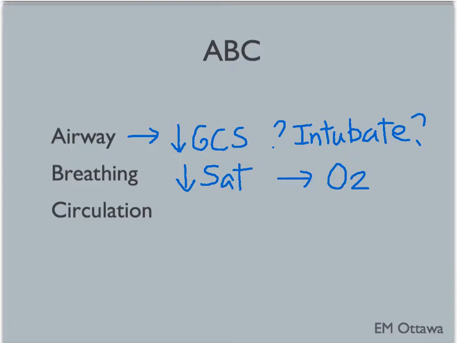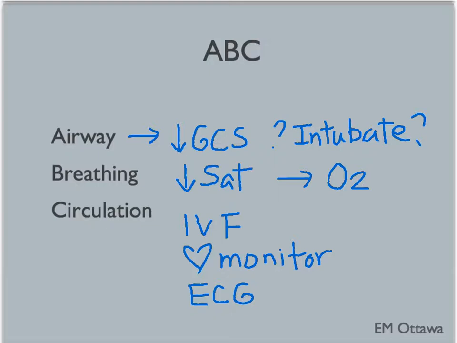3. Circulation. We give fluids to ensure their circulation and end organ perfusion is adequate. We also put patients on a cardiac monitor since different toxins can cause bradycardia, tachycardia, or arrhythmias. An ECG should also be done. Since the poisoned patient can fluctuate quickly, it is important that we reassess them frequently.